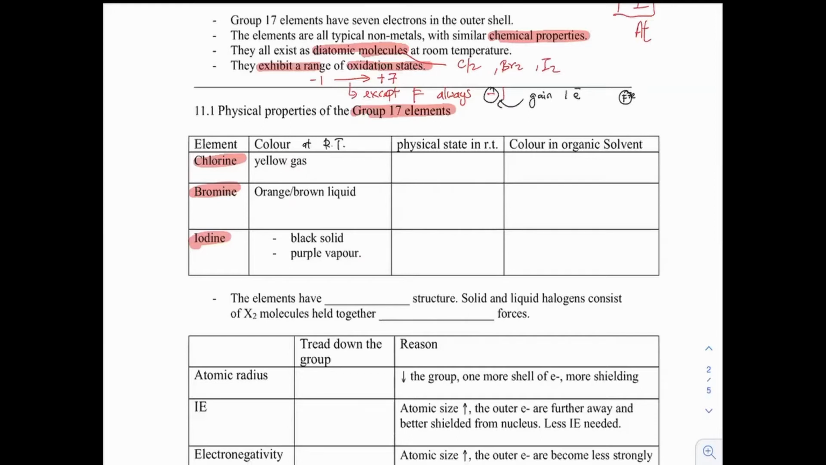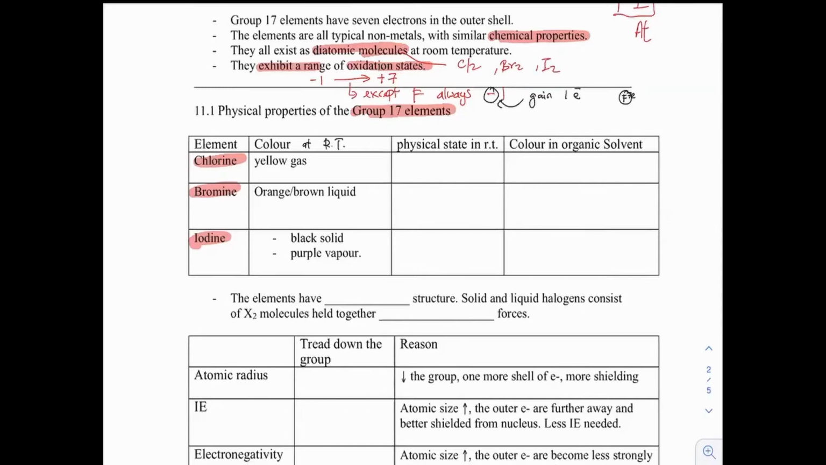I repeat again, pure iodine liquid doesn't exist. We only have iodine dissolved in water. So that is not I2 aqueous; it will be in another form. So let me erase this. It will be either solid or purple vapor.